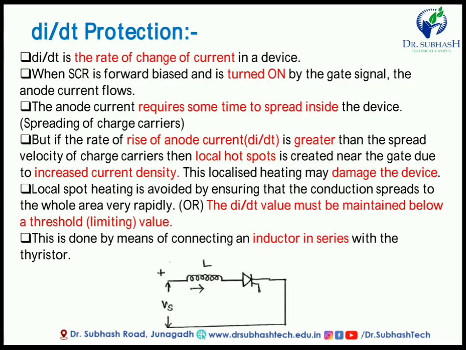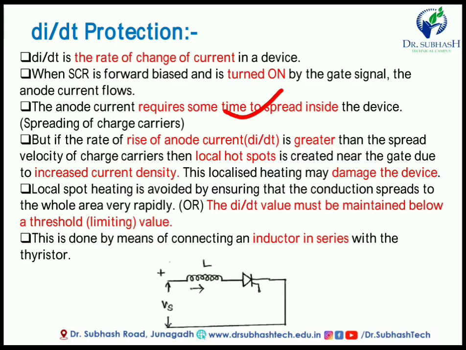Friends, we know about the forward bias. Whenever current passes through the SCR, we can say that SCR is in forward bias. By the gate signal, whenever we apply a gate signal to the SCR, the SCR turns on and anode to cathode current will flow through the SCR. The anode current requires some time to spread inside. Initially anode current is 0 and it suddenly increases, so it requires some time to spread inside the device, and the spreading of charge carriers means the current increases exponentially.